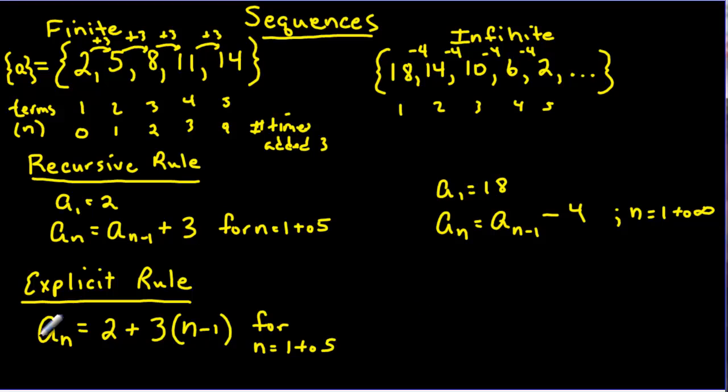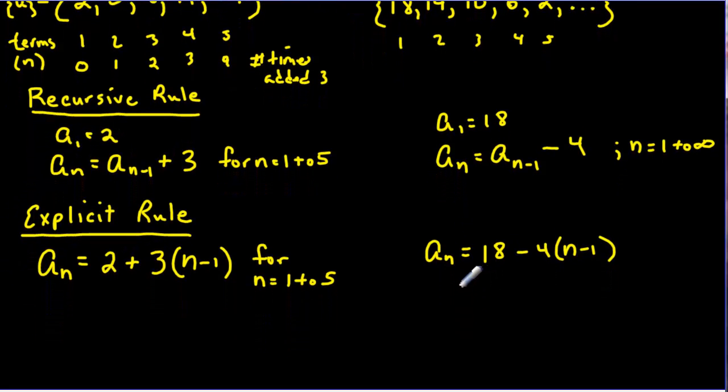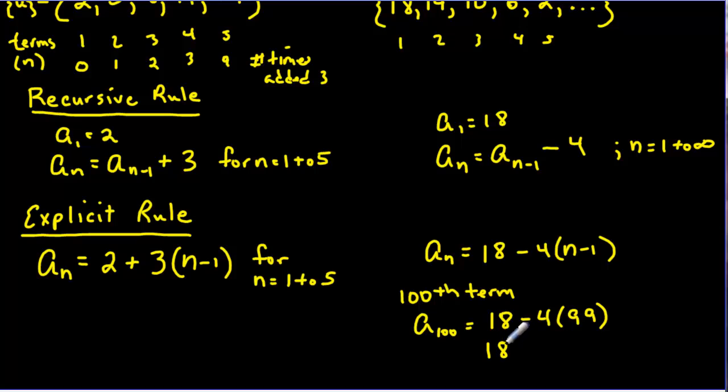Let's look at the explicit rule. Like we had here, I've subtracted 1 4, 2 4s, 3 4s, 4 4s. So the number of subtractions, or adding of negative numbers, I've done is 1 less than n. So our explicit rule would be our first number, 18, minus 4, and we are doing n minus 1 4s. So if we wanted to find, say, the 100th term, that would be a sub 100, we've got 18 minus 4 times 99. That's 18 minus 396, which would give us negative 378.